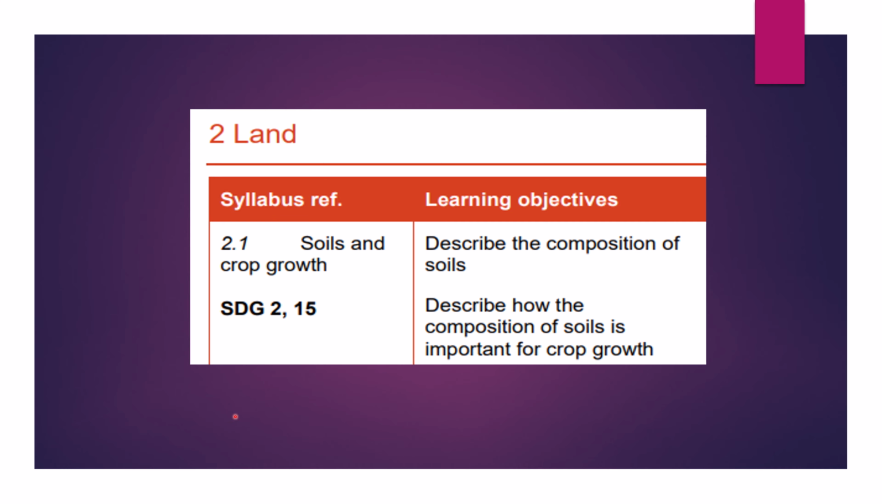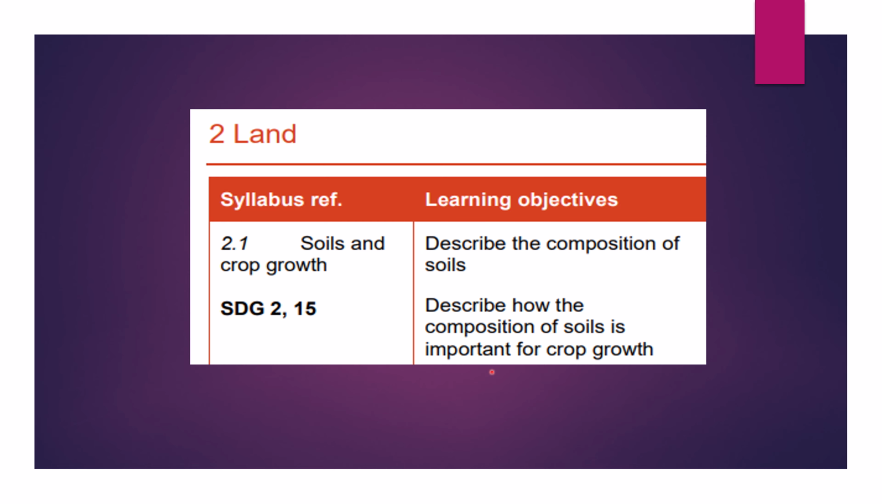On this slide, we have our specific learning objectives for the day. Under syllabus reference 2.1, we have two main goals. This picture of the syllabus has been taken from the IGCSE and O Level's official website. According to the learning objectives, first, we will learn how to describe the composition of soils, what exactly soil is made of. Second, we will explore why that composition is so important for crop growth.